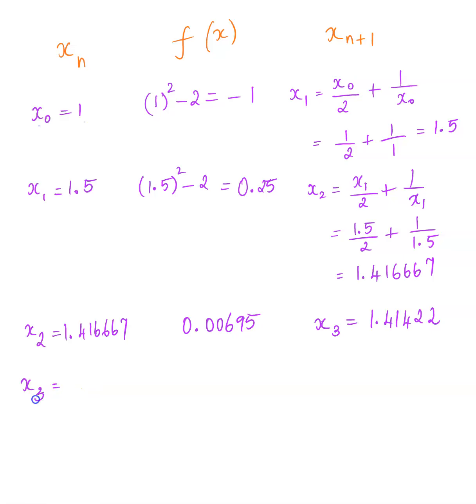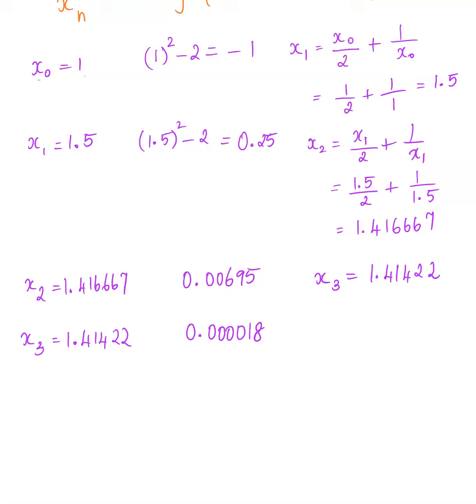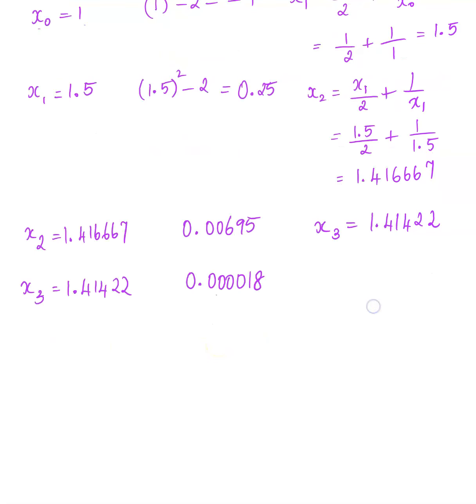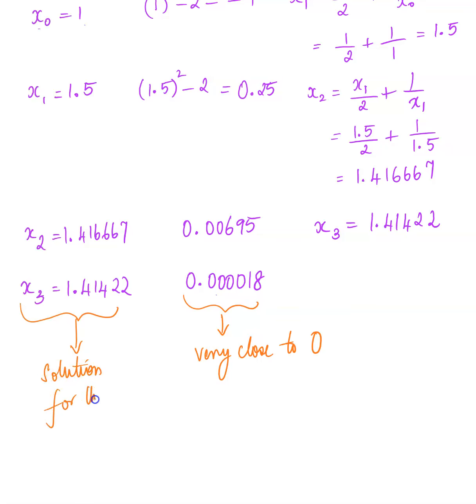When x3 is 1.41422, the corresponding f of x comes out as 0.000018. In fact, you can go with x4 as well and see what happens if it exceeds, or does it go beyond 0. But what we see here is very, very significant because this is very close to 0. That means this must be the solution for the given function.